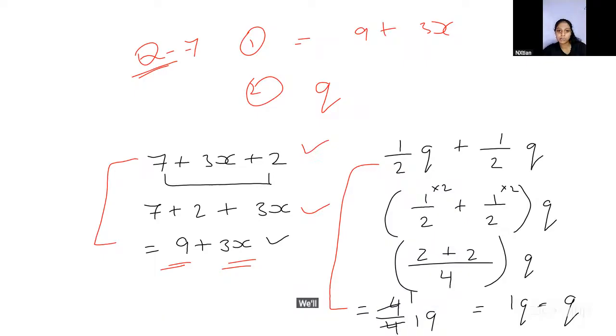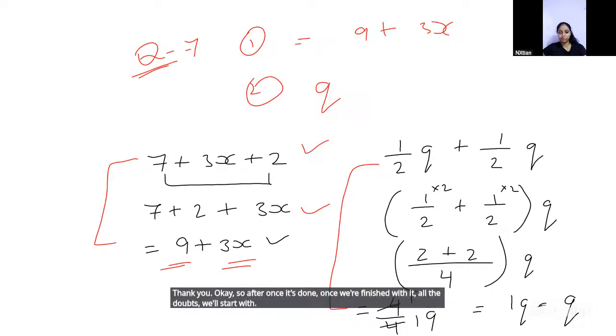Ma'am, I sent you my exercise. You sent me my exercise. Okay, Abraham. All right, then that's okay. We'll solve it. We'll see working on decimals and fractions, ratio and proportion. Once we're finished with all the doubts, we'll start with the 8th chapter.